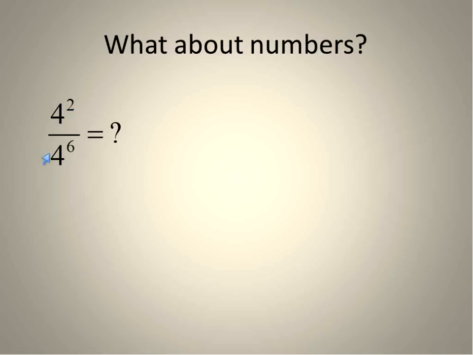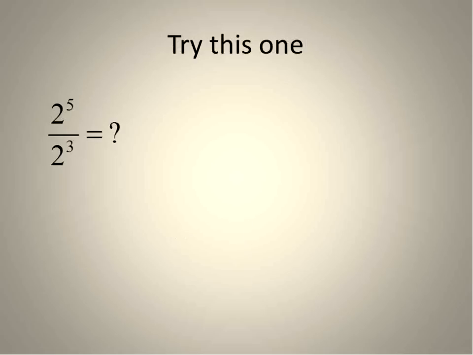Now, if you have a number instead of a variable, 4 to the power of 2 and 4 to the power of 6, if you want to, you can write this out, 4 times 4 times 4 times 4 times 4 times 4, 6 times along the bottom, 2 times on the top, and then cancel them out and see what you're left with, or you can just subtract like normal. 4 to the power of 2, well, we'll get rid of those, and that'll leave us with just 1 on the top. We'll get rid of 2 of these, leaving us with just 4 to the power of 4 in the denominator. And that's it. So you follow exactly the same rules with numbers as you do with variables. As long as the base is the same, you're in good shape.